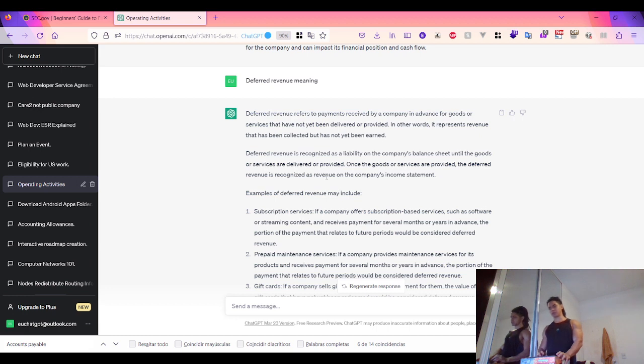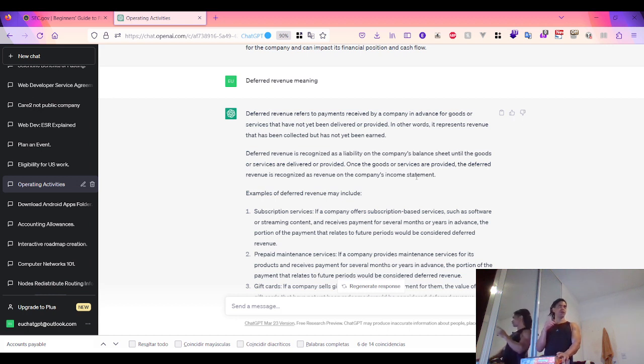Well, they actually don't mention anything about time here. Exactly. So once the goods and service are provided, the deferred revenue is recognized as revenue on the company income statement.